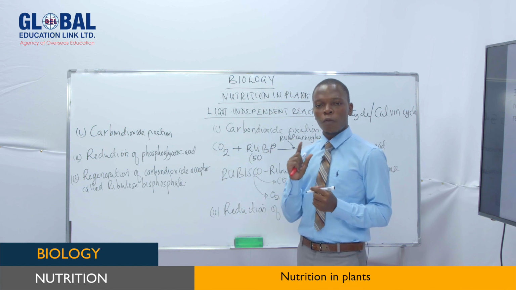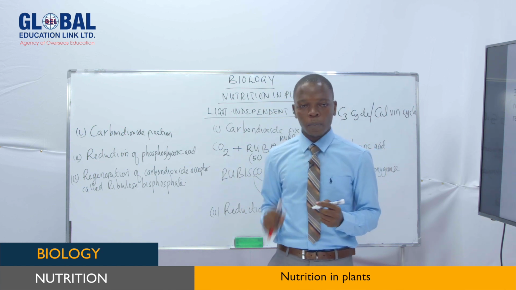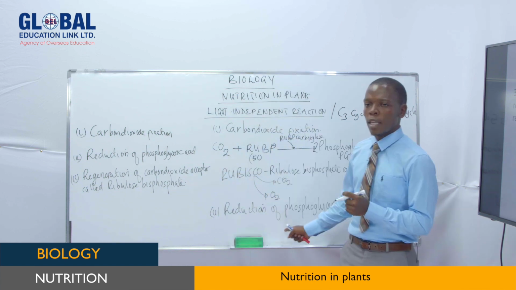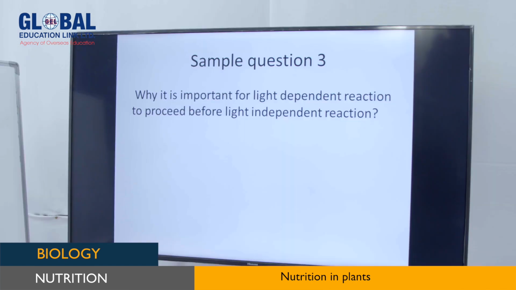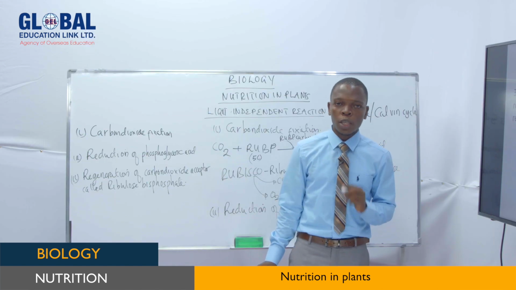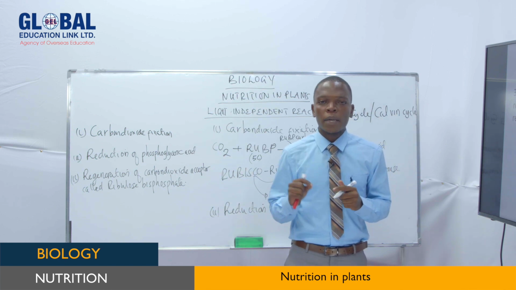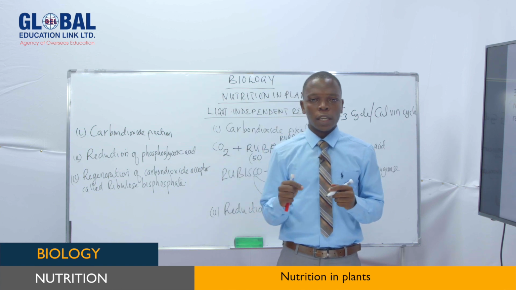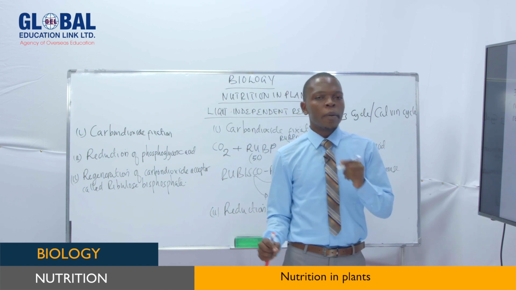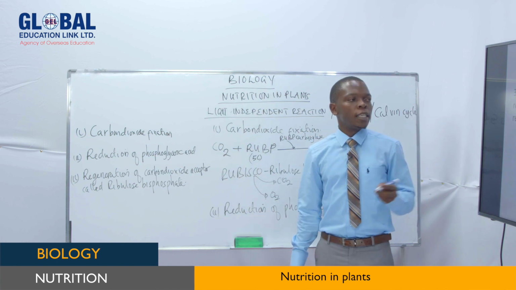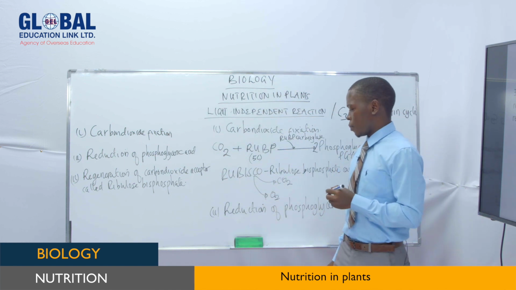Products of light reaction such as ATP and reduced NADP are used in this step. Therefore, it is important for light dependent reaction to proceed before light independent reaction, because without the light dependent reaction, the light independent reaction cannot proceed. It cannot proceed because light independent reaction depends on the products of light dependent reaction.